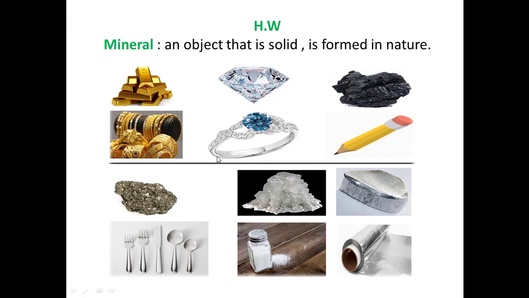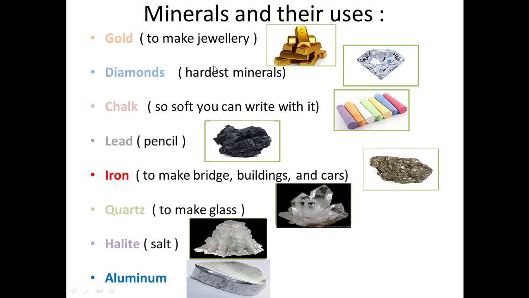We have different types of mineral. Mineral like what? Like gold. Gold is used for what? To make jewelry. Diamond. Diamond is the hardest mineral. Guys, if I ask you what's the name of the hardest mineral, you have to say diamond, okay? Diamond is the hardest mineral. This again, I use it for making jewelry. And chalk. Chalk is so soft you can write with it.